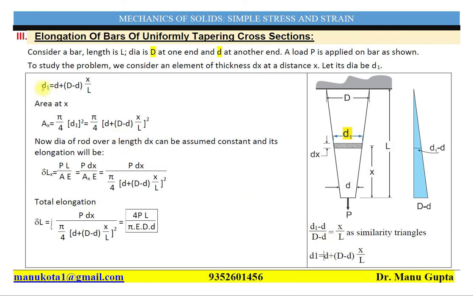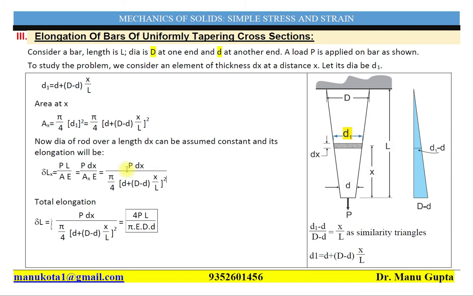Now we have found d1, and the area of cross section at x will be pi by 4 d1 square. We will put the d1 value here. Now the extension of this small element will be PL upon AE. We will put its value: P, the length of this element is dx, area upon E, we will put this value.